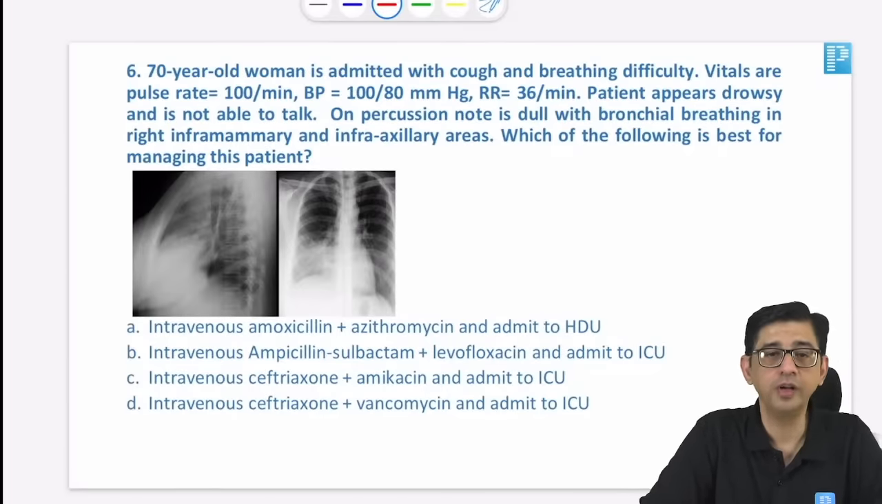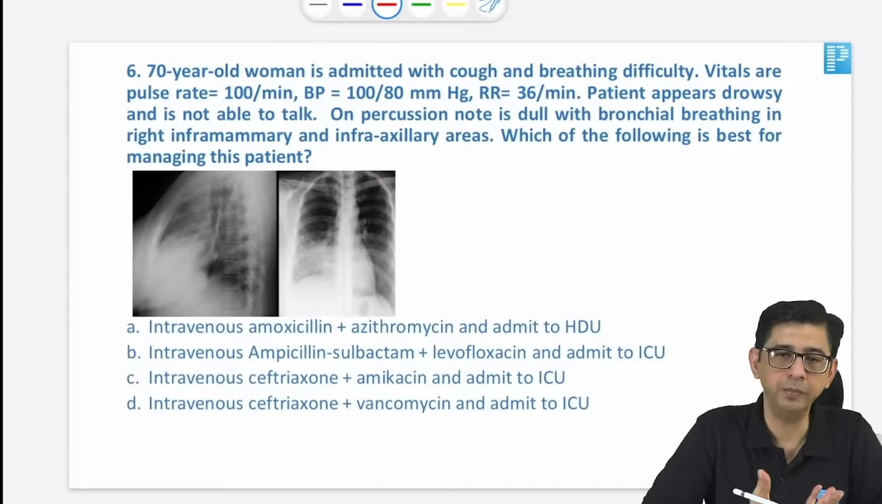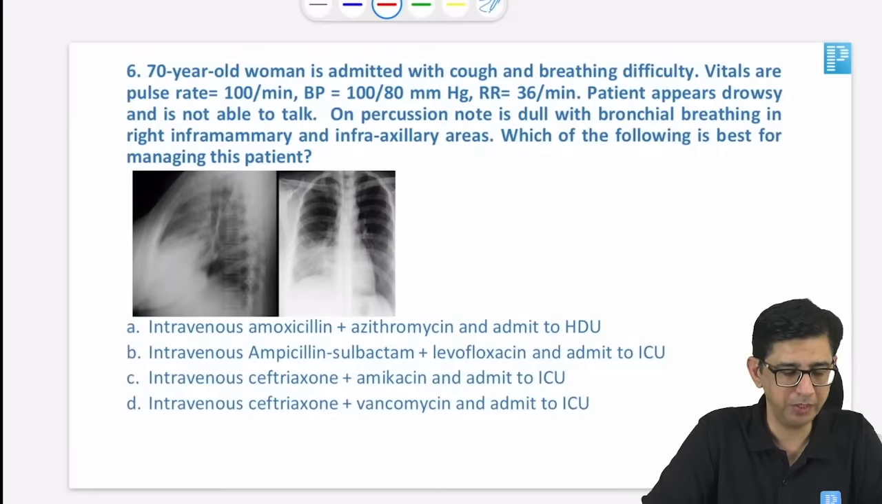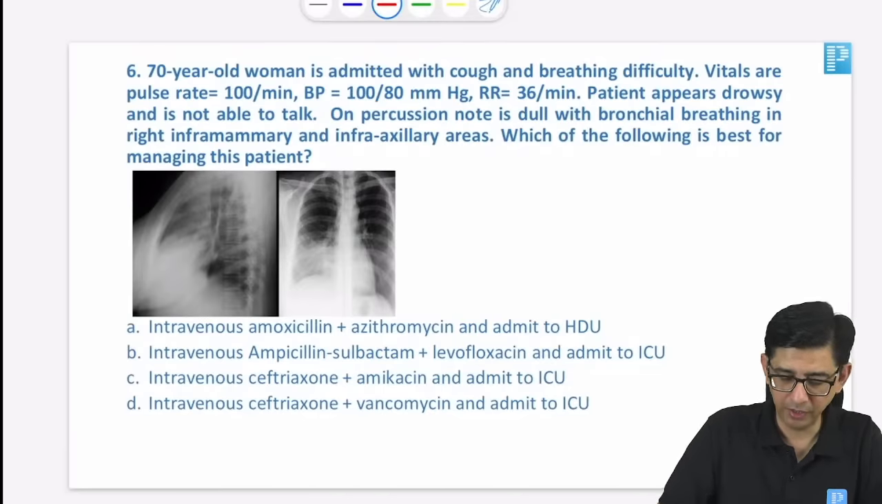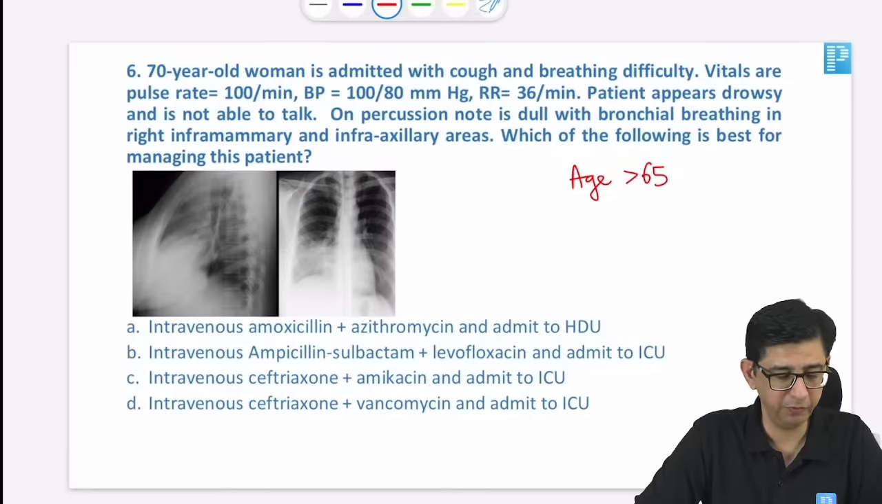The pulse rate is about 100 per minute, BP is on the lower side, not fitting into the CURB-65 criteria of 90 by 60. But considering that the age of the patient is more than 65, okay, Light's criteria are for pleural effusion, Light's index is for pneumothorax, but we are currently focusing on the CURB-65 score. The age is on the higher side, guys.